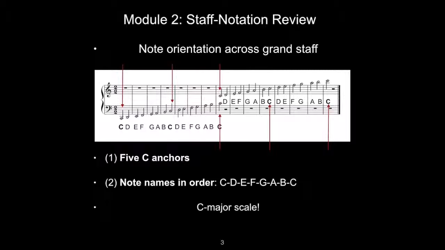First, be able to identify and locate the 5 Cs, and second, know letter names in their order: C, D, E, F, G, A, B, and C. And as a byproduct, you also learn the C major scale.